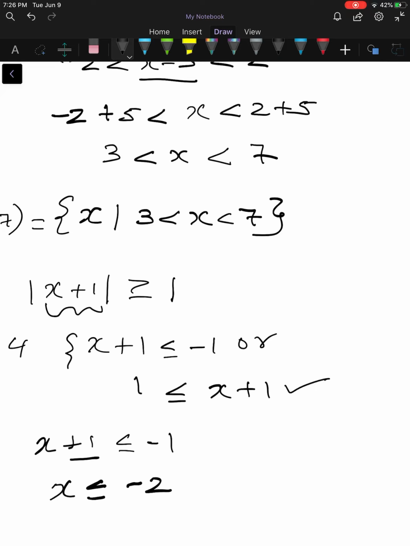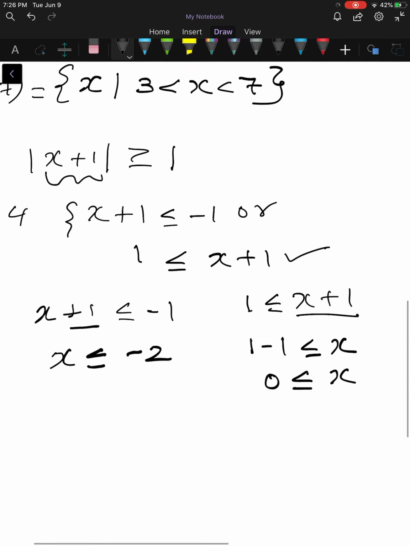If I consider the other inequality now, that is nothing but 1 less than or equal to x plus 1. Now eliminate 1 in this expression. So I will be subtracting 1 on both sides. So that would be 1 minus 1 less than or equal to x, which is nothing but 0 less than or equal to x.